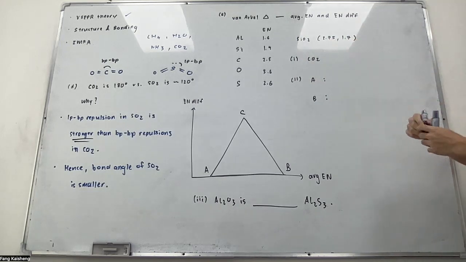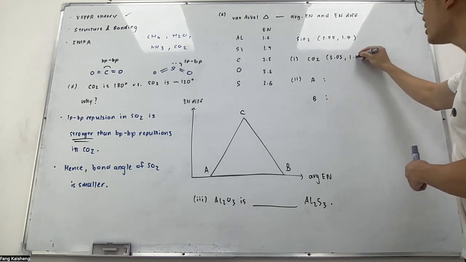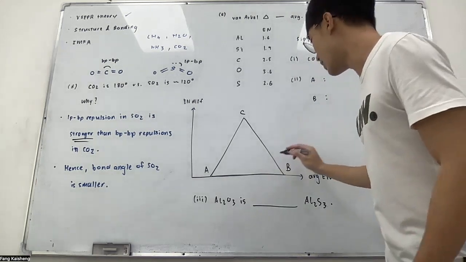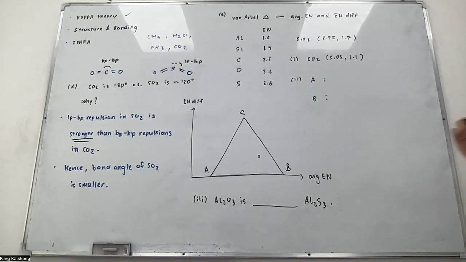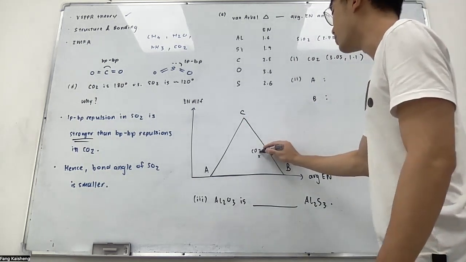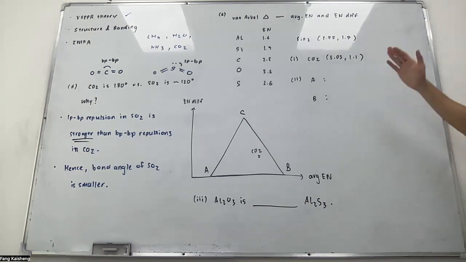So for carbon dioxide, this is just math, I'll just calculate. It's 3.05 and 1.1. Then when you mark your diagram, it should be somewhere here-ish. Just go and mark on the graph, and don't just put a cross, I think it's safer to label that carbon dioxide as well. So we leave carbon dioxide there, and later we take a look at what this is leaning towards.